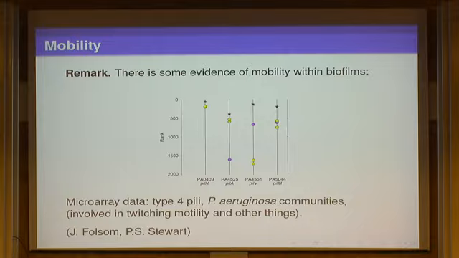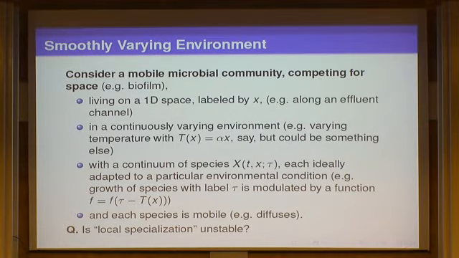In this particular case, this is looking at up-regulation and down-regulation of various things in biofilm. The star is the biofilm, the others are planktonic cultures, and the one thing that's clearly up-regulated here has to do with twitching motility. There's other evidence as well, but it's just one example.